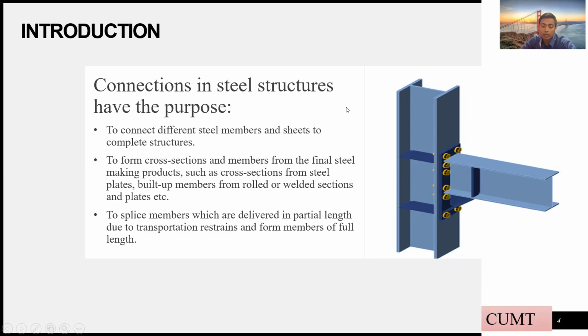A connection in a steel structure has a purpose: to connect different steel members and sheets to complete the structure, to form cross sections and members for the final steel products, such as cross sections from steel plates, built-up members from rolled and welded sections and plates, to splice members which are delivered in partial length due to transportation restraints, and to form members of full length.